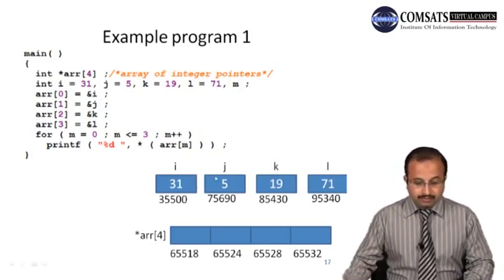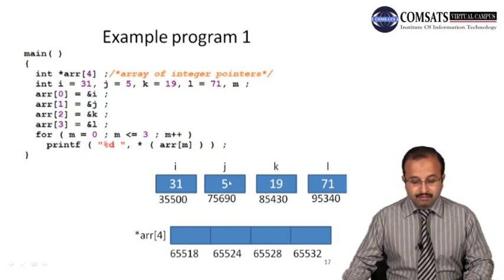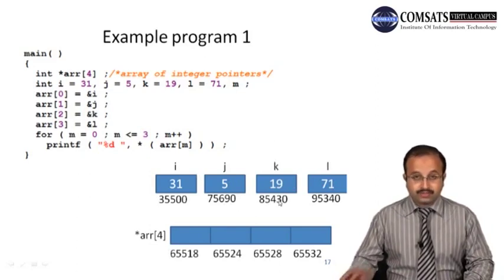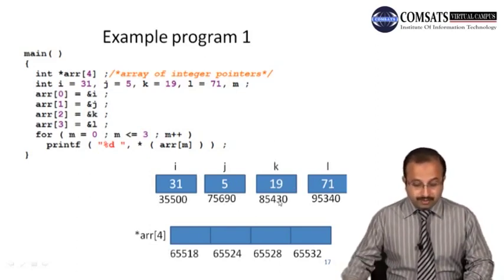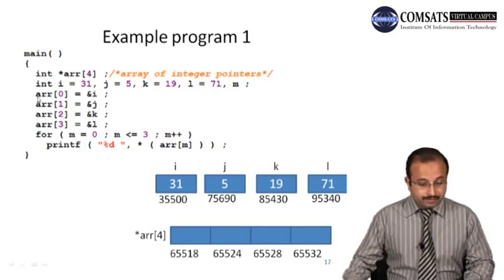So the value of i is 31, the value of j is 5, the value of k is 19, the value of l is 71, and these are the addresses of these variables, the memory associated with these variables. So these are the addresses of the first byte of this memory location. The address of the first byte of these 4 bytes, because i is an integer, so the memory allocated for i is 4 bytes. So this block where we have 31 written contains 4 bytes, and the starting address is 35500, right?